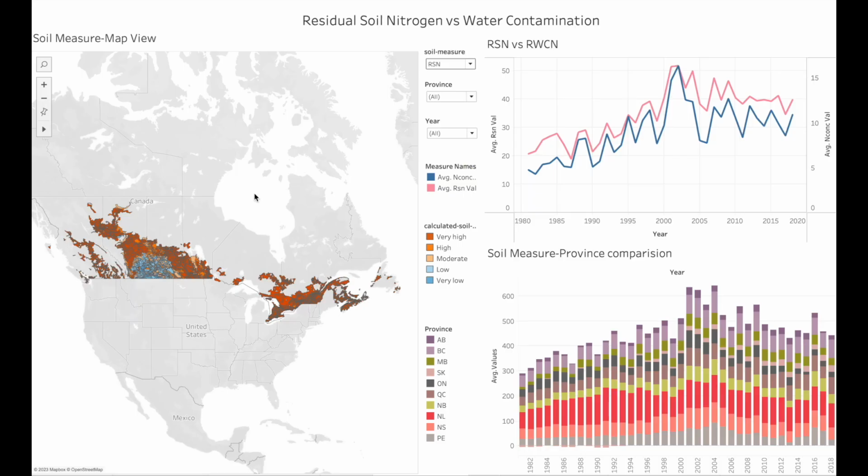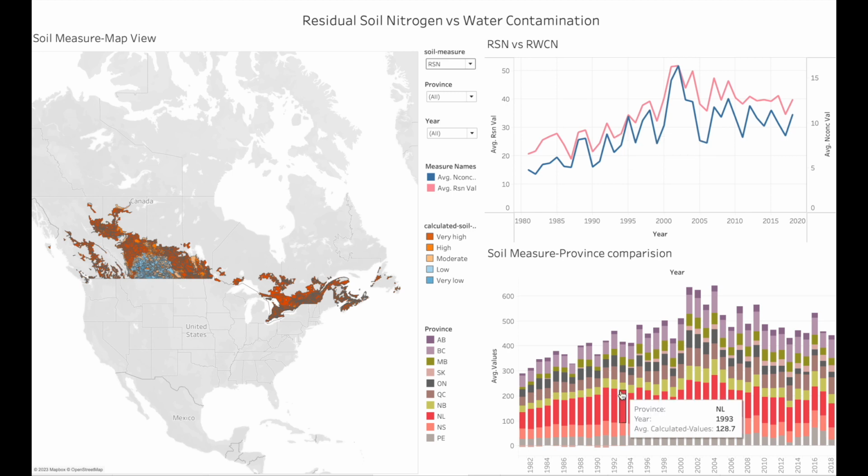In the first dashboard, we can see the residual soil nitrogen content and its risk on water contamination. Residual soil nitrogen is the excess nitrogen left in the soil after each cultivation season. In the left pane, we can see a heat map of various farming lands across Canada and their aggregated residual soil nitrogen content over the years. The line graph on the right gives the comparison between the residual soil nitrogen content and the water contamination levels by nitrogen over the years in Canada.